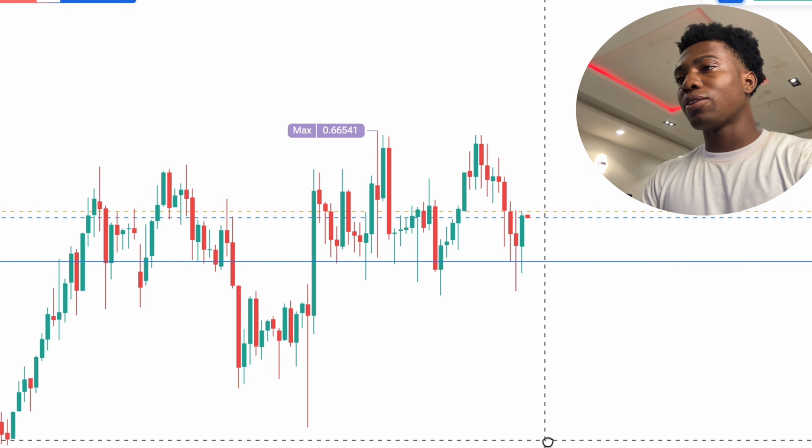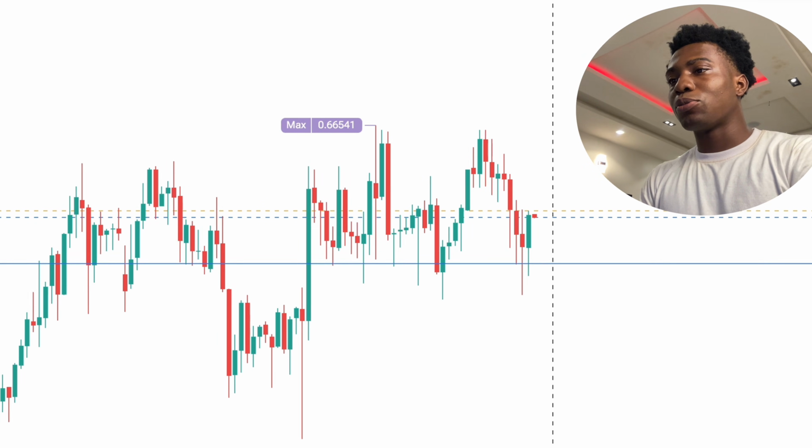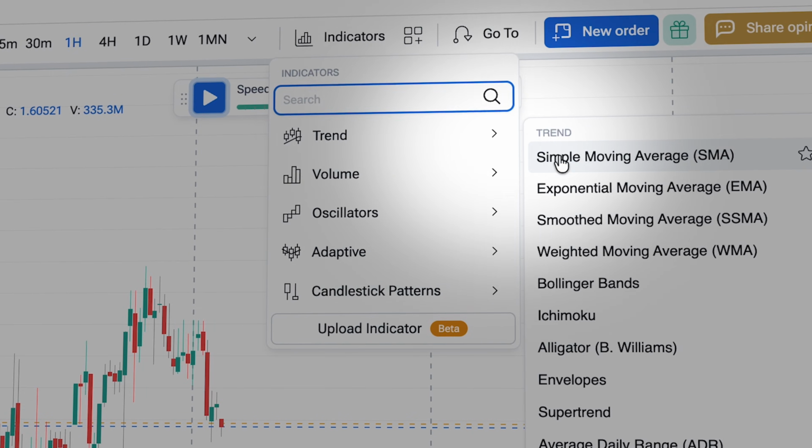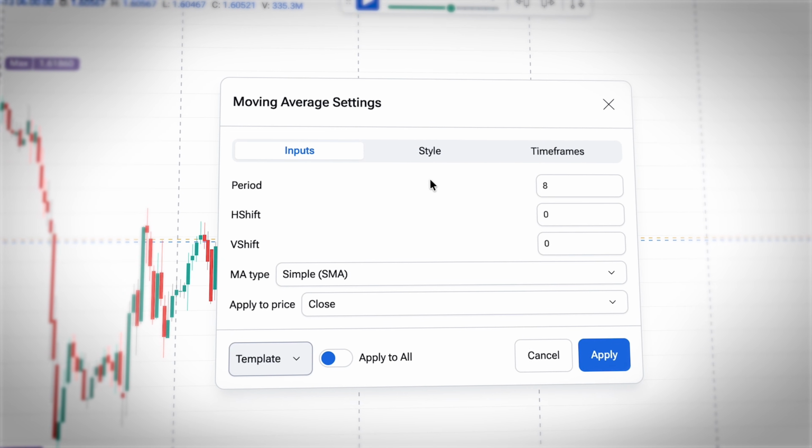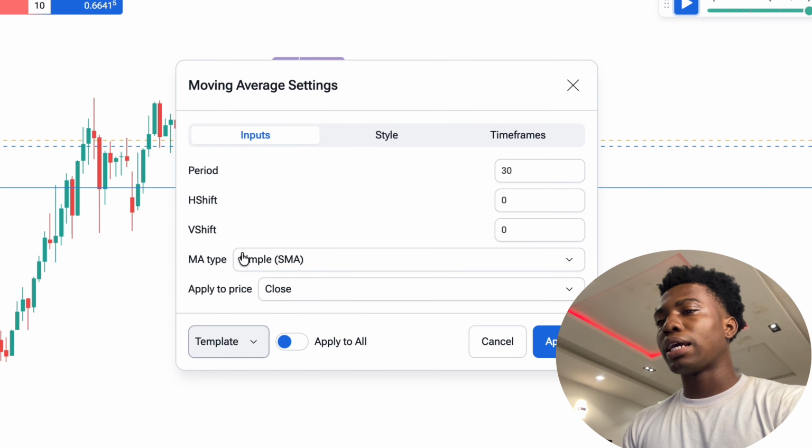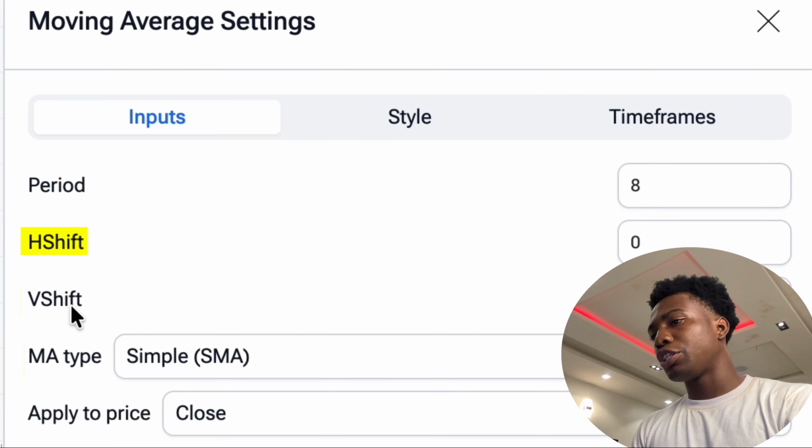So let's go to indicators and let's add in the first. So I went ahead and added the moving average to the chart, which obviously brings you to the settings. Now if you look at something like this, it says period, H-shift, V-shift, MA type. What does period mean? Period means how many candlesticks the market is going to look at to draw its average. Let me break that down.